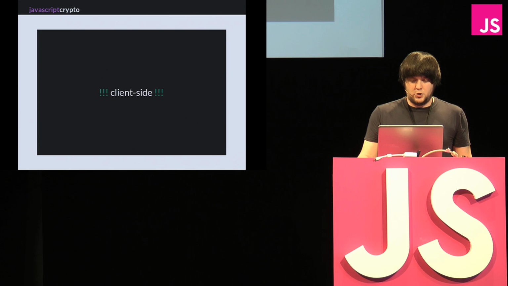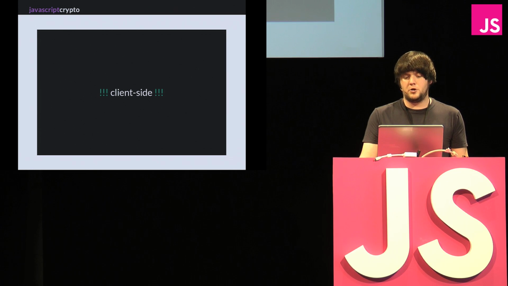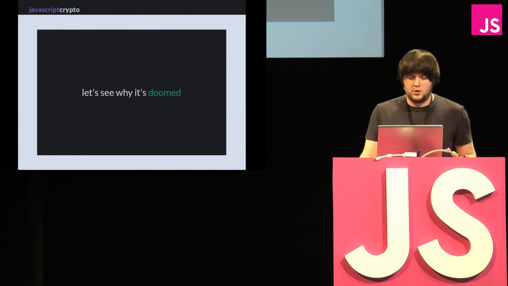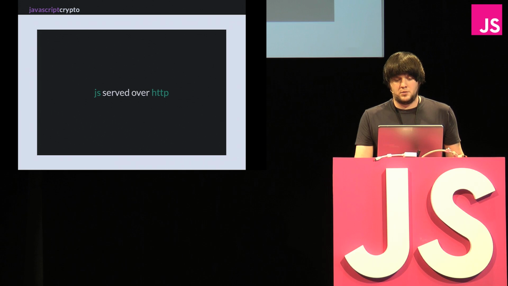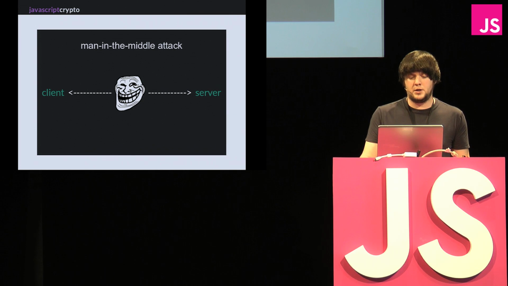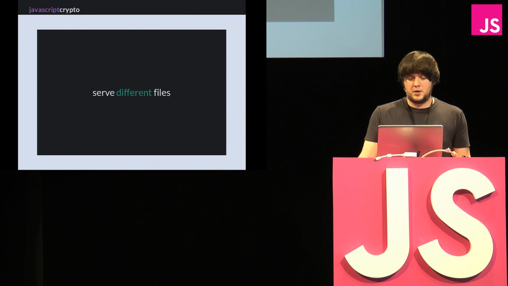And note that they're just talking about client-side crypto. So it's totally fine to use something like Node.js doing crypto there, but the problem is on the client. Let's have a look at why it's basically doomed. In the general case, the JavaScript code is served over HTTP. So it's pretty easy for somebody to intercept the code while it's in transmission, and this man in the middle could do everything that they want.